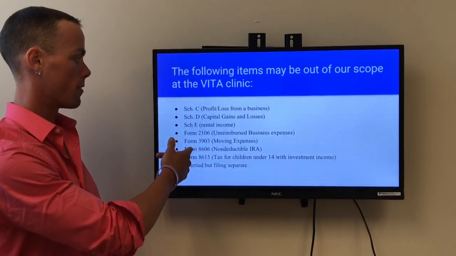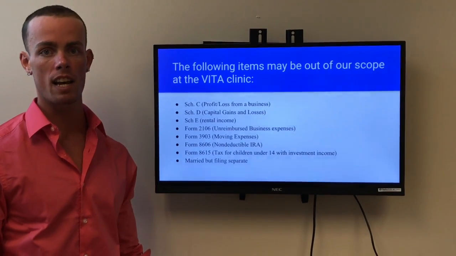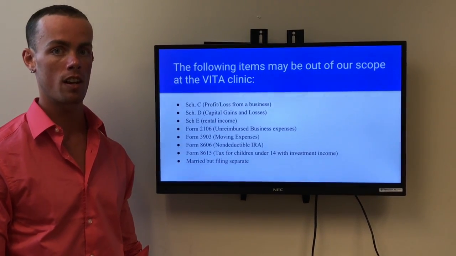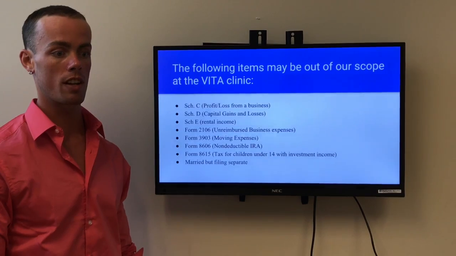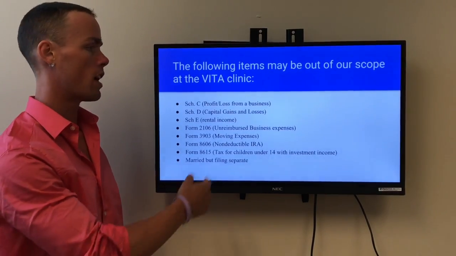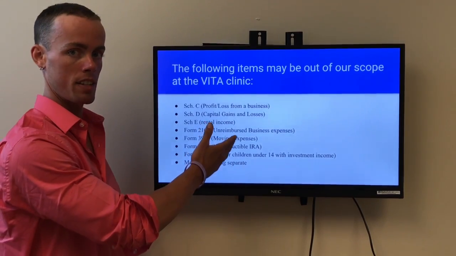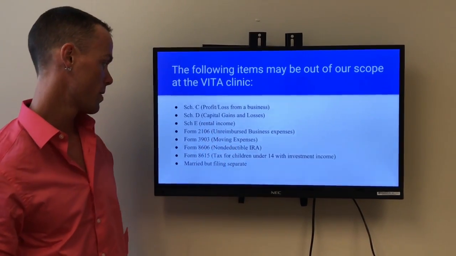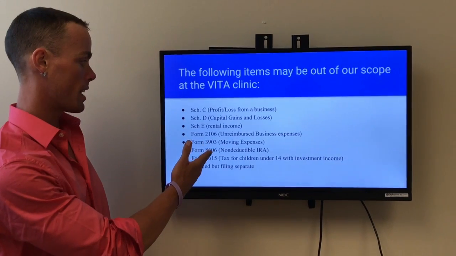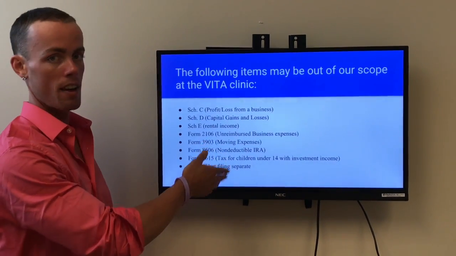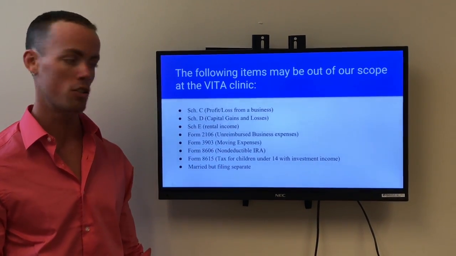Moving expenses, so Form 3903. If the taxpayer moved throughout the year, there are certain things that are more difficult as well, like allocating income between states. And one of those things is moving expenses. That's out of scope of the VITA clinic too. Next, Form 8806, non-deductible IRA. If that applies to the taxpayer, we cannot do that.